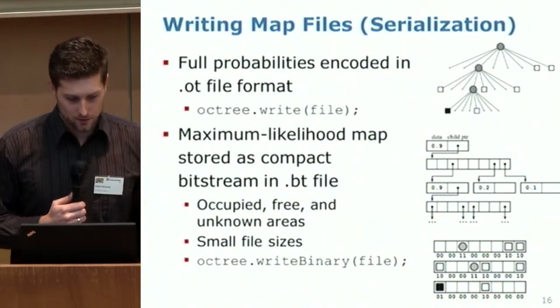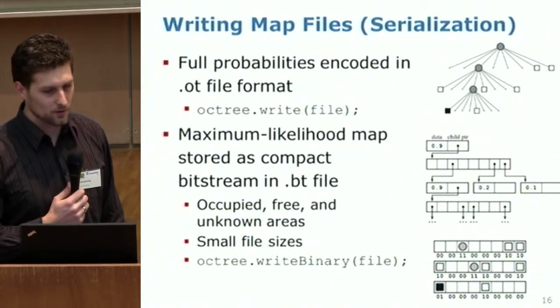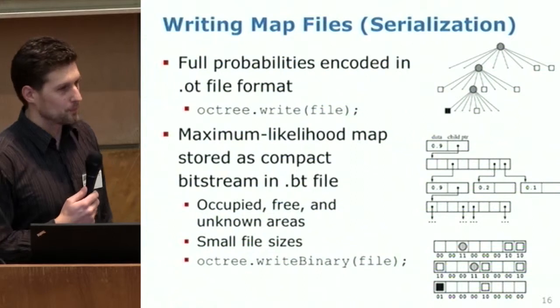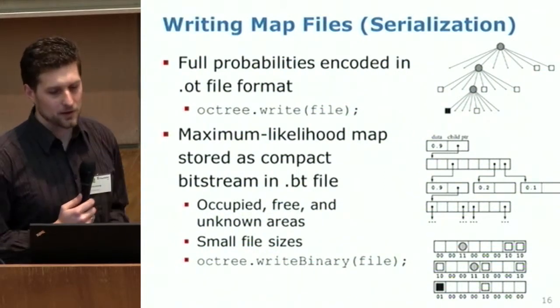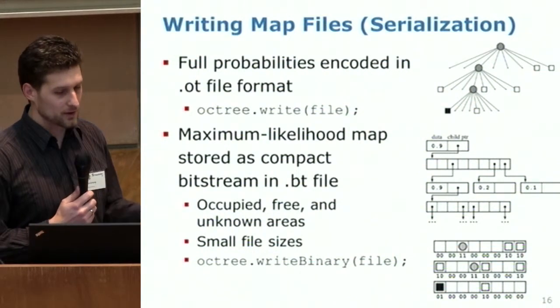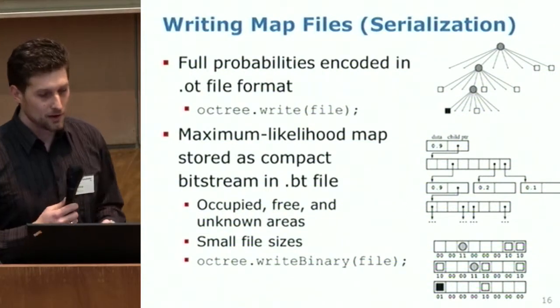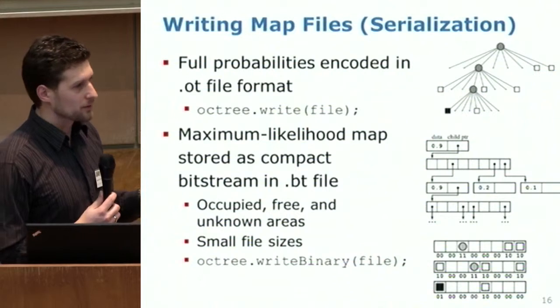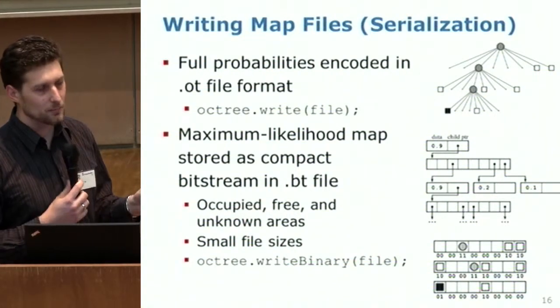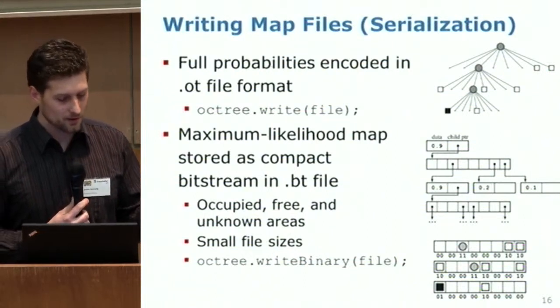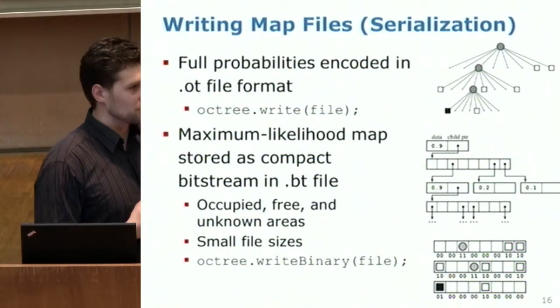So one other very popular use case is writing map files once you've recorded them or built them in your own mapping application. Then you can write out the full Octree to an OT file, which is an Octree file. But if you're only interested in the maximum likelihood, which is sufficient for collision checks, for example, then you only need to encode the difference between free and occupied. In this case, you can write the BT file, which we call the bonsai tree.